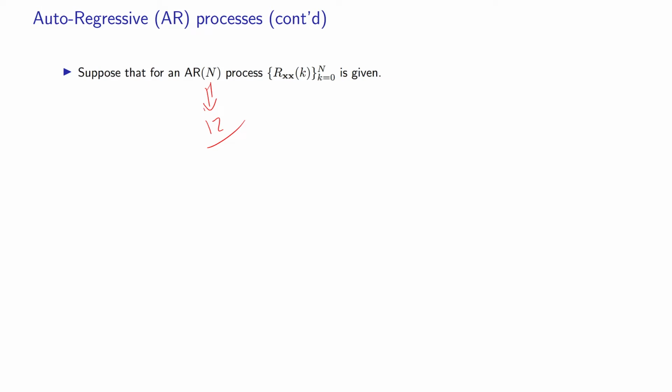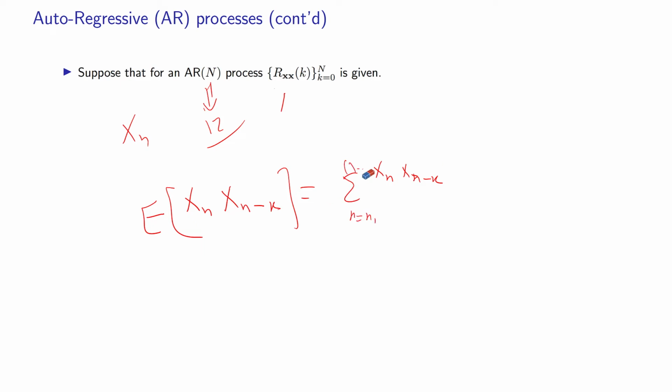Suppose that because you have X of n, a random process, from this you can calculate the autocorrelation coefficient. So remember that it is the mean of X of n times X of n minus k. You can calculate that by averaging over time. So you could say X of n times X of n minus k, and then put different values of n from n1 to n2, and divide by the count. So in the time domain, the ensemble average could give you some estimate of that.